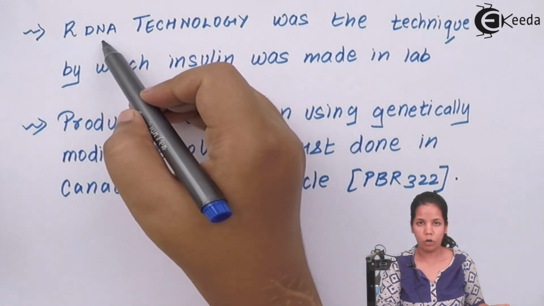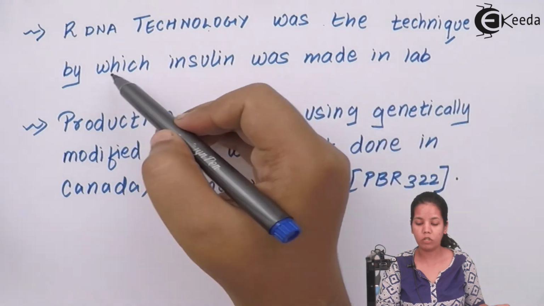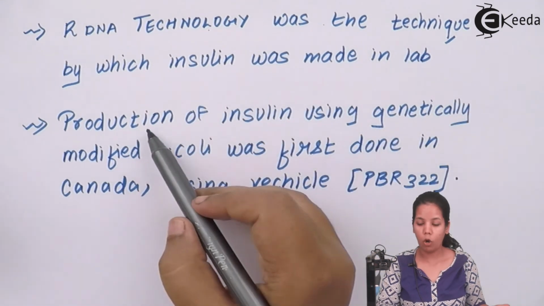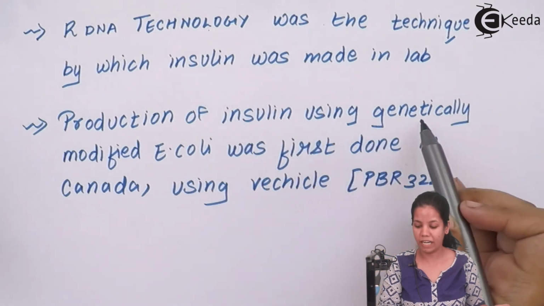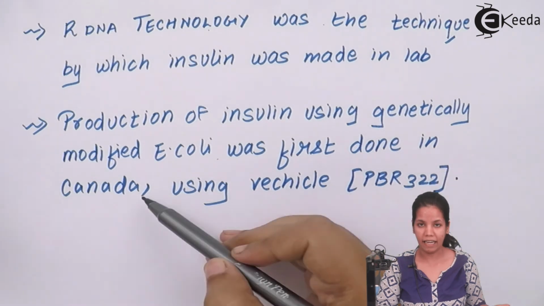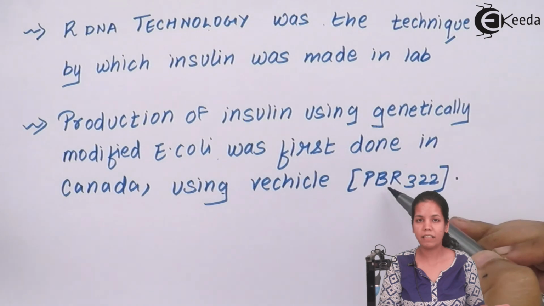Basically, rDNA technology or recombinant DNA technology was the technique by which insulin was made in lab. Production of insulin using genetically modified E. coli was first done in Canada using the vehicle, vector or plasmid pBR322.